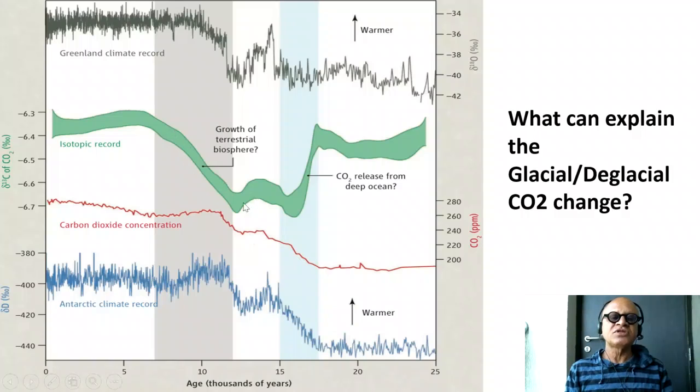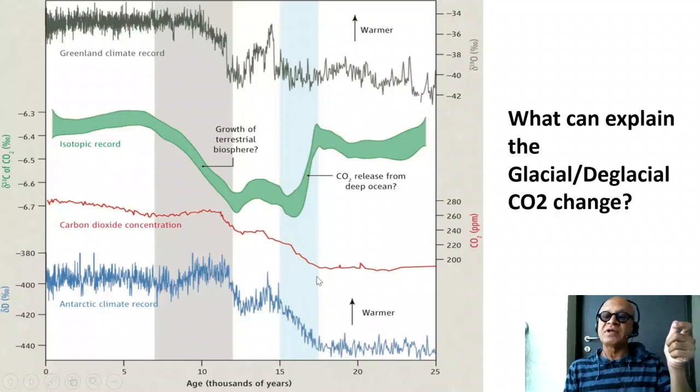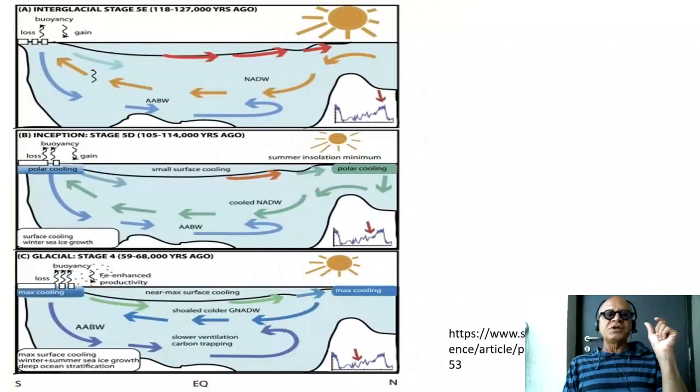But this gives you a good sense of the biospheric carbon cycle feedbacks, and this is the Antarctic climate record here. The main message to take again is that it doesn't necessarily explain the entire CO2 change from glacial, deglacial change. So just terrestrial biosphere doesn't do it.